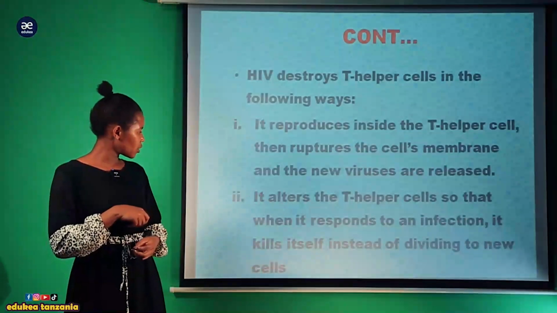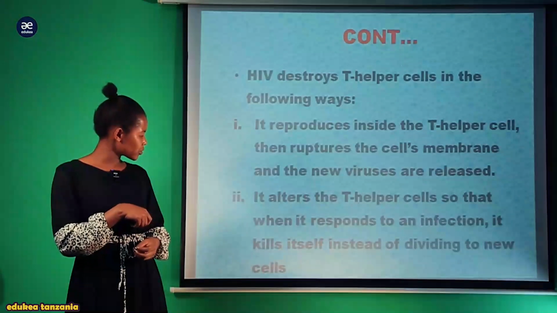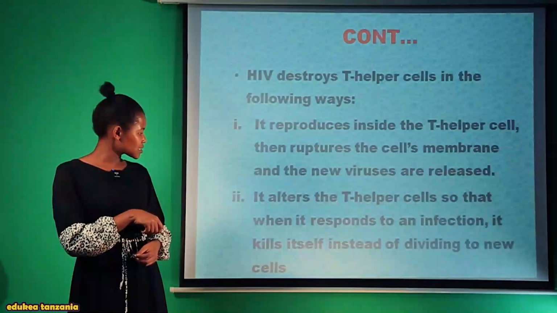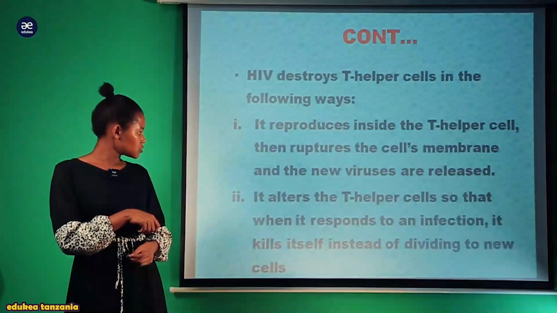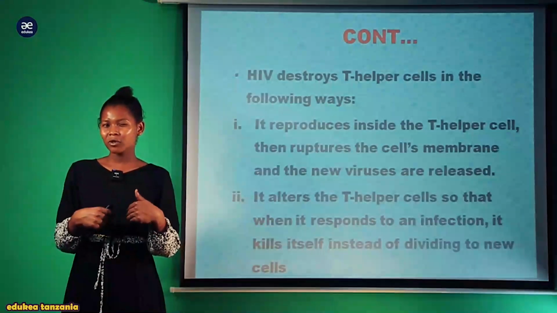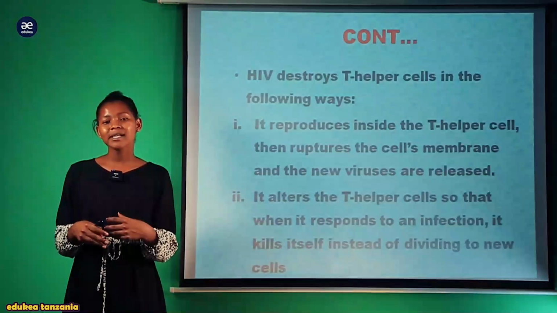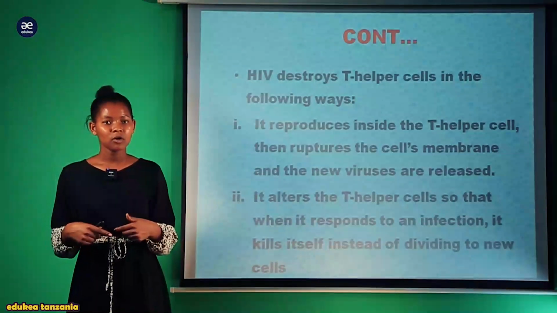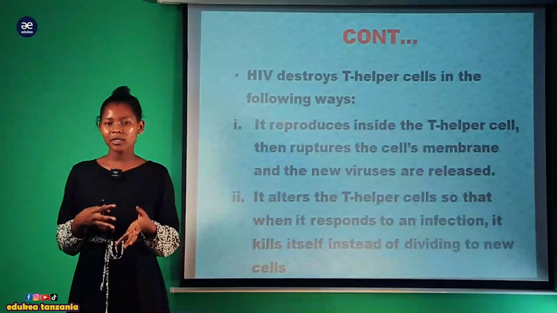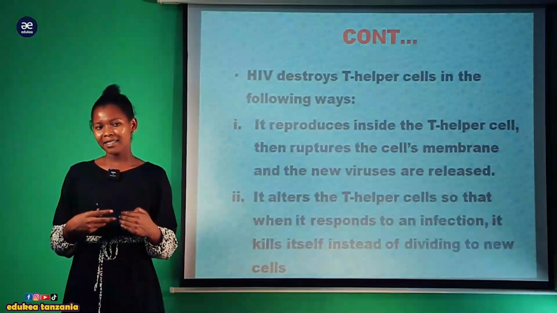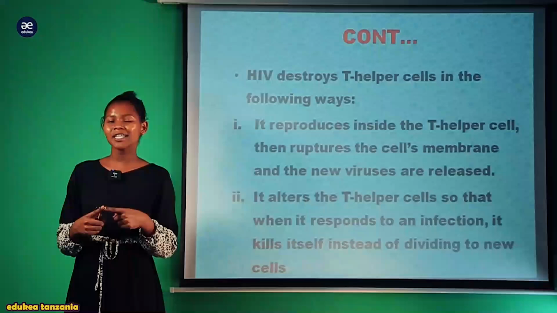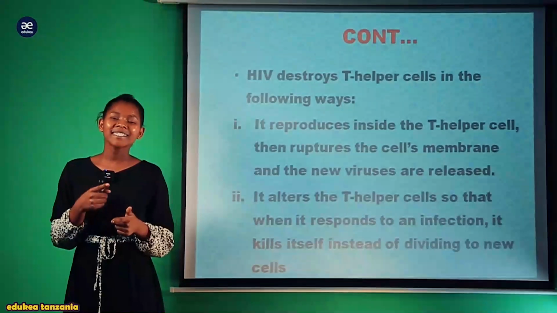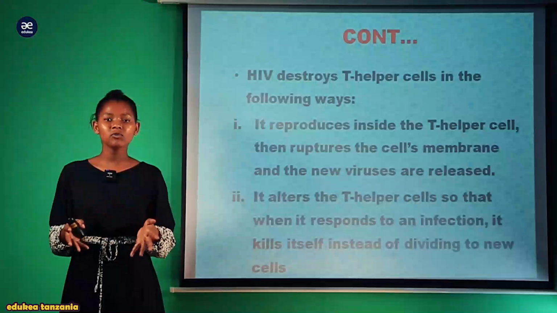Another way, it alters the T helper cells so that when it responds to an infection, it kills itself instead of dividing to new cells. My dear student, tuliona nyuma hapo kwamba T helper cells zikimwattack antigen ama pathogen zina tabia ya kujidivide, kuzaliana wakawa wengi kwa ajili ya kumwattack pathogen. Lakini at this time HIV ana tabia kumfanya T helper cells ashindwe kuattack infection. Akiattack infection badala ya kudivide anajiua mwenyewe.